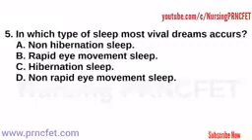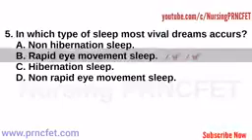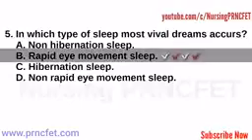Question 5. In which type of sleep most vivid dreams occurs? A. Non-hibernation sleep. B. Rapid eye movement sleep. C. Hibernation sleep. D. Non-rapid eye movement sleep. Correct answer is B. Rapid eye movement sleep.